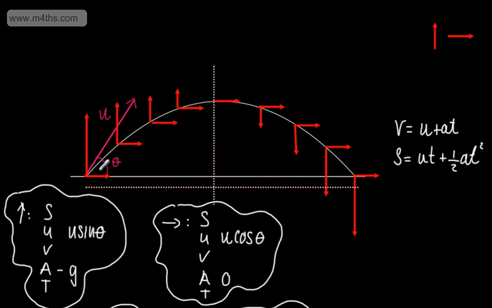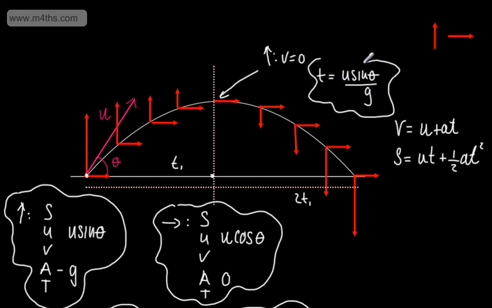For example, if it takes t1 seconds to get from this point to this point right here, then the whole time is going to be 2t1. That's assuming we start and finish at the same place. At this point right here, the vertical velocity is going to be equal to 0. We could also say that t, the time it takes to get here, is going to be u sine theta over g. I'll let you work out exactly why that is, and we'll come to that in a later video. And this one right here, of course, is going to be 2u sine theta over g.